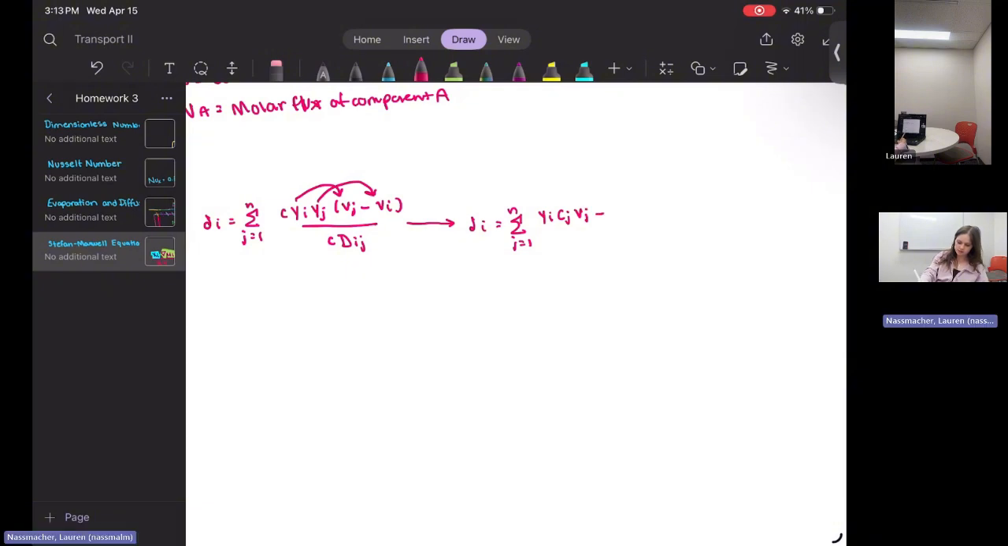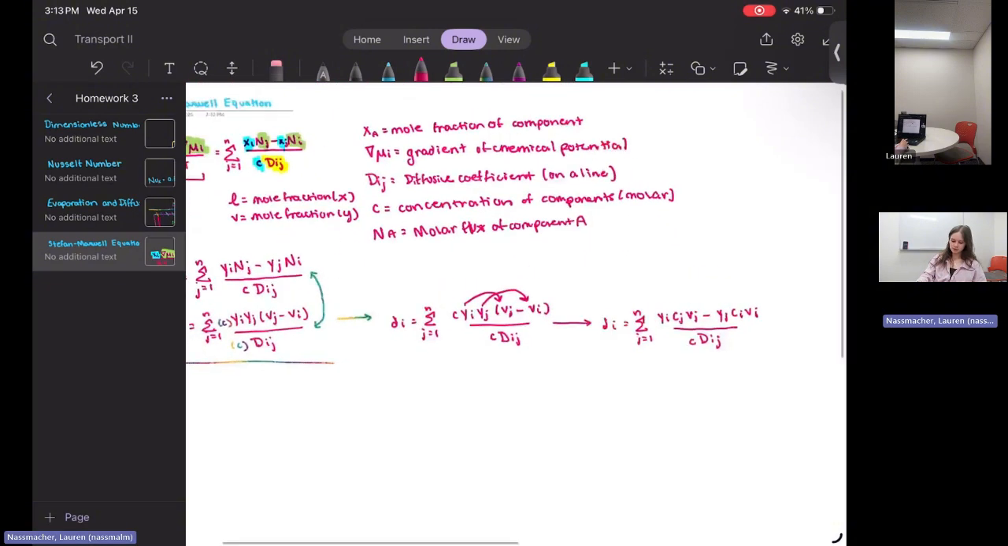minus y_j c_i v_i, all over C D_ij. Now I'm saying a lot of things, so let's make sense of this again. Y is the mole fraction, C is the concentration of all the components, V is the velocity, and D is the diffusive coefficient from I to J.